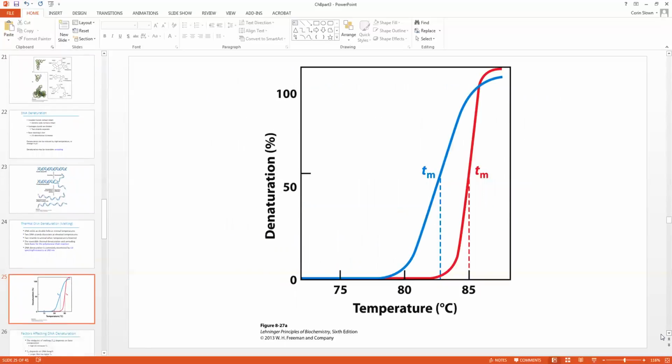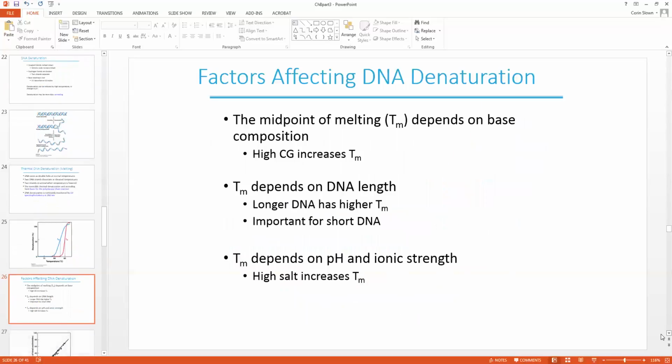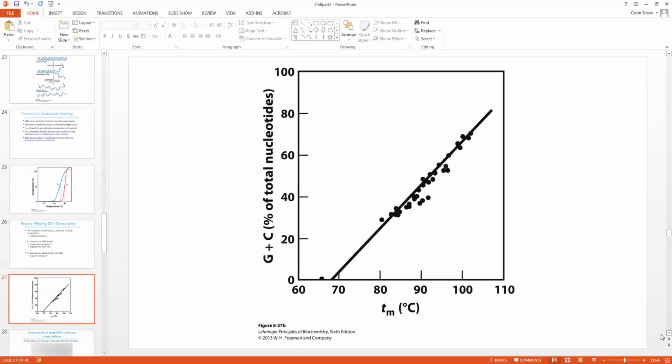So you can actually see here the melt temperature and its relationship to denaturation. The factors that affect DNA denaturation: the middle point of melting, that's the TM, depends on the base composition. So if I have high areas of CG, that's going to increase my TM. TM also depends on DNA length, so the longer DNA has a higher TM, and it's important for short DNA too. TM depends on pH and ionic strength, so a high salt increases the TM. You can actually see here the percent of total nucleotides with respect to their TM and the way that they cluster.